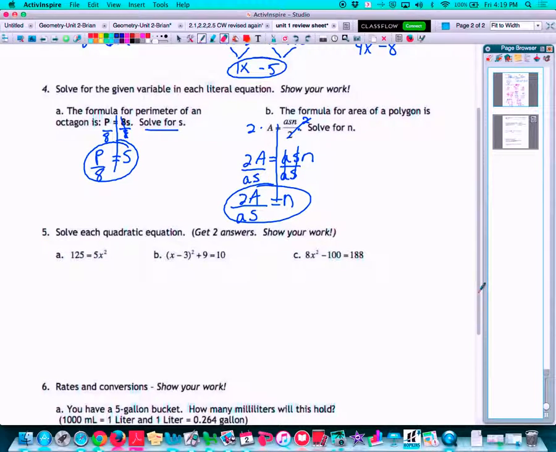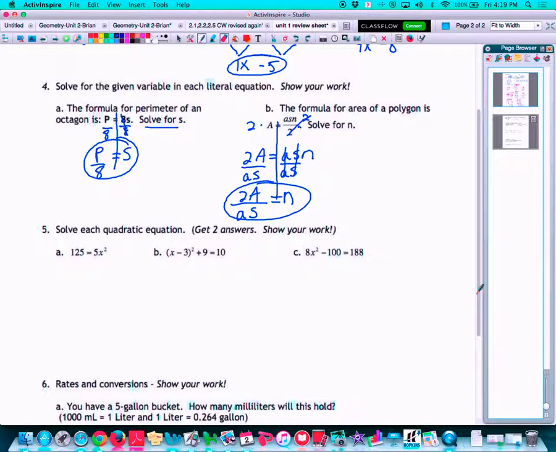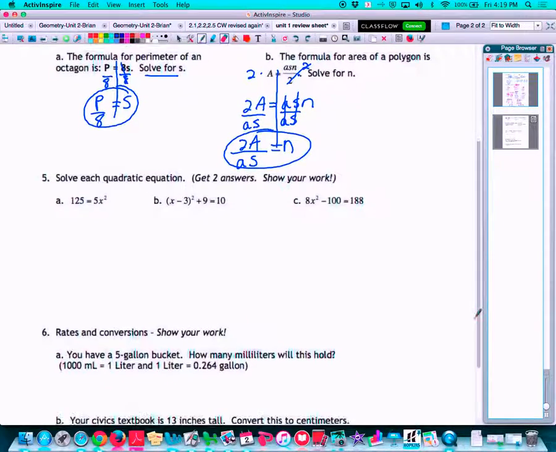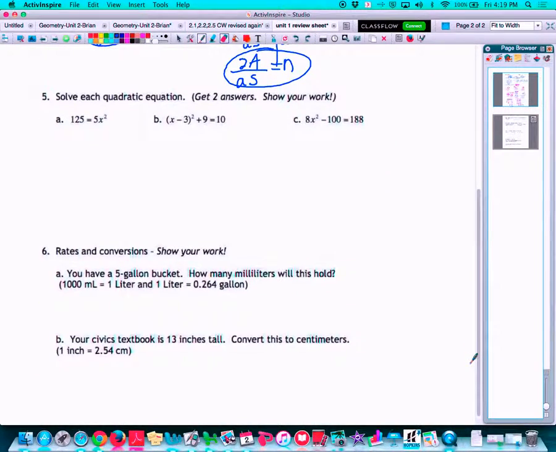So those are literal equations. Remember, that's when we're working with formulas. Sometimes we rearrange the letters in the formulas to make it a little bit easier to work with later.